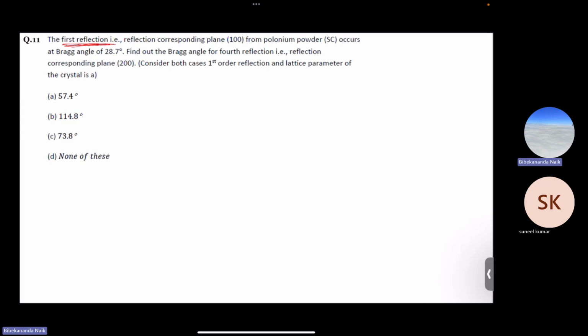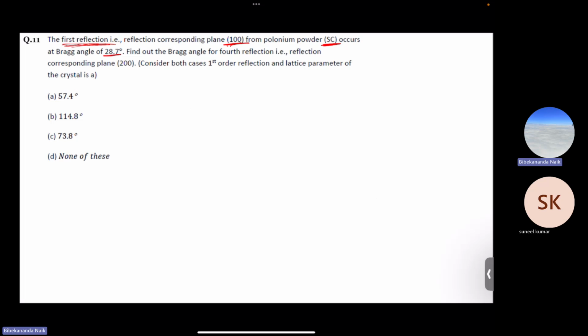There are some particular sets of planes that will only show the diffraction peaks for a particular type of crystal structure. So here the first reflection corresponds to 100 from simple cubic, because in simple cubic all the planes show Bragg peaks. But if it is body-centered cubic, it will not be 100. It occurs at Bragg's angle of 28.2 to 28.7 degrees.